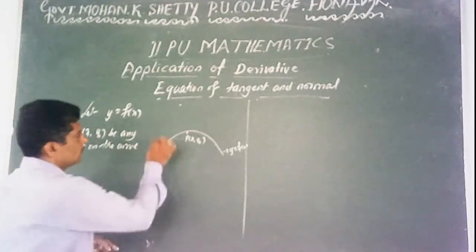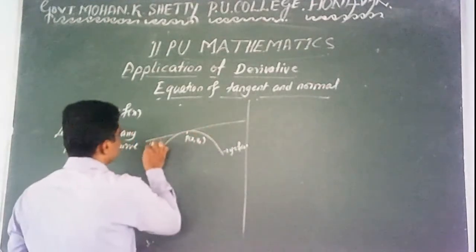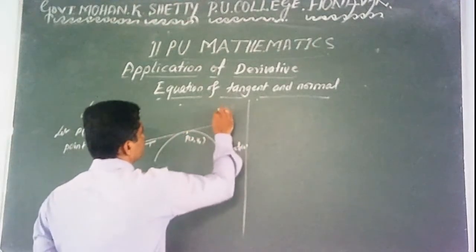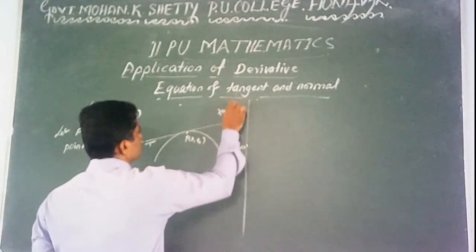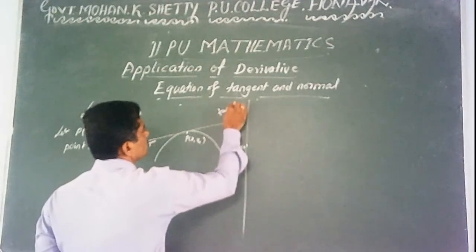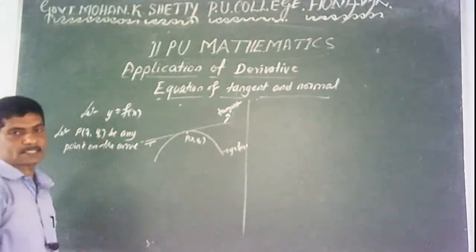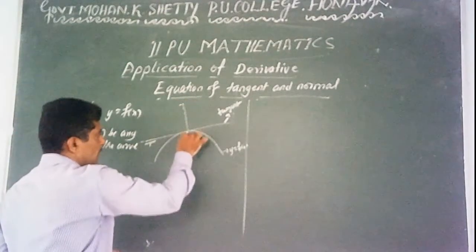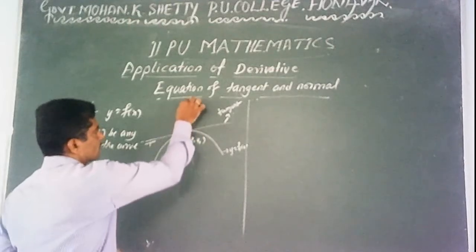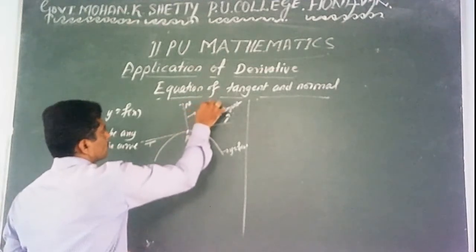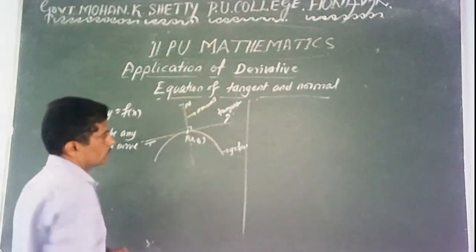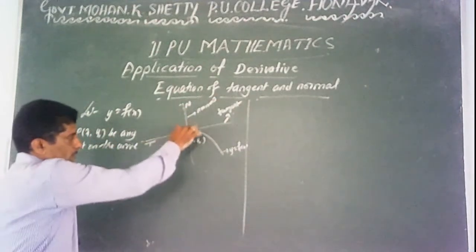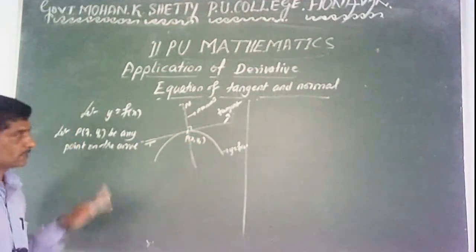On the curve, this PT is the tangent. Draw the line perpendicular to the tangent and passing through the point P, Pn. This is called the normal. The normal is always passing through the point P perpendicular to the tangent. Pn is called the normal. It's clear.